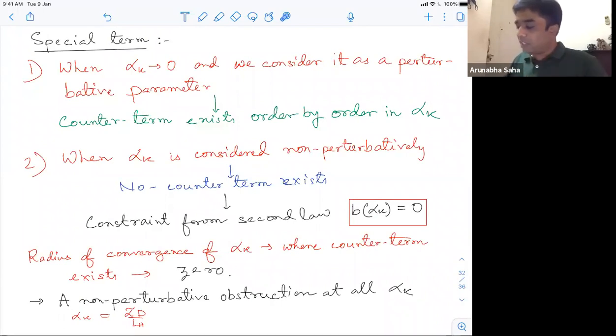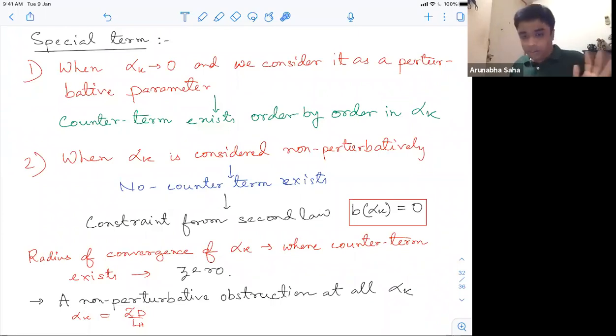It makes me think that the radius of convergence up to which alpha k, up to which there is a counter term, is actually 0. That this problem of the entropy being not positive is actually a non-perturbative obstruction at all values of alpha.